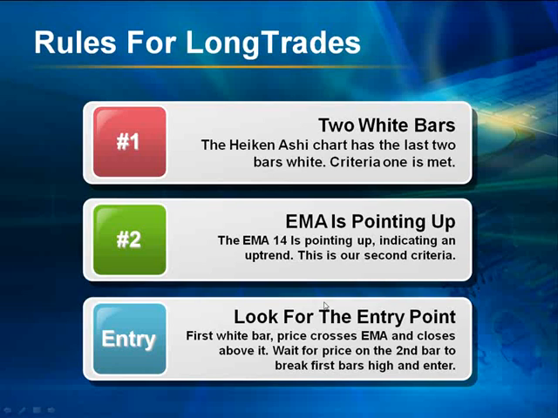Largely these are the same as they were for short trades. The difference is of course that they're reversed. So in this case we're looking for two criteria again, but instead of looking for red bars we're going to look for two white bars. So we need the last two bars on the chart to be white, and that's the criteria 1 that we need to meet. And then once we've found those, we need to ensure that the EMA is pointing upwards. When the EMA is pointing up, we assume we're in an uptrend, and this is our second criteria.